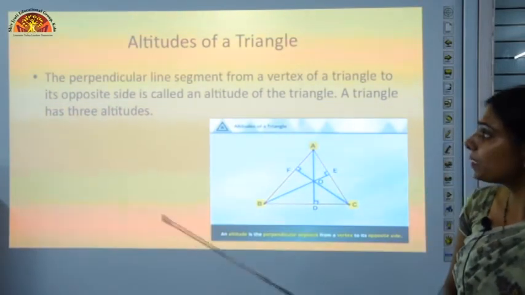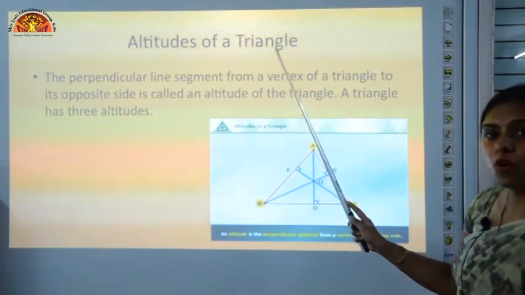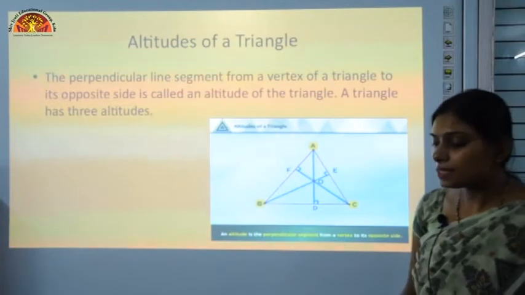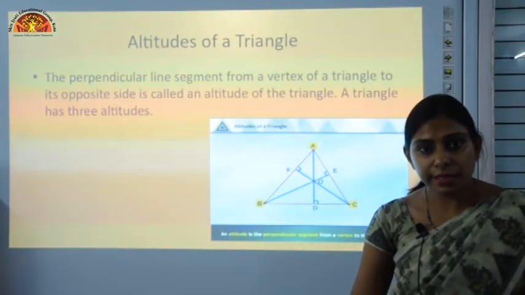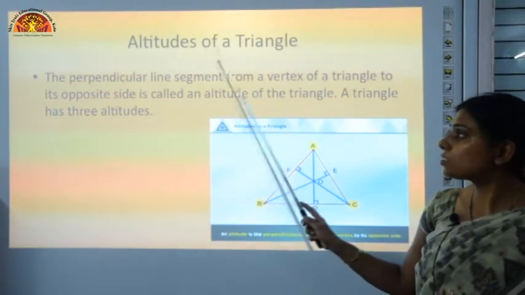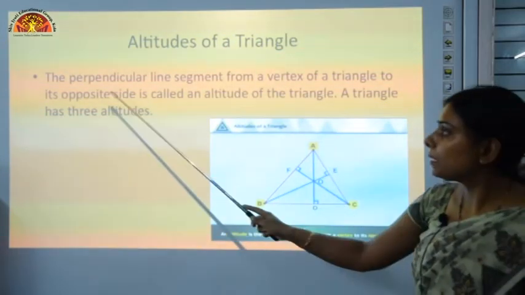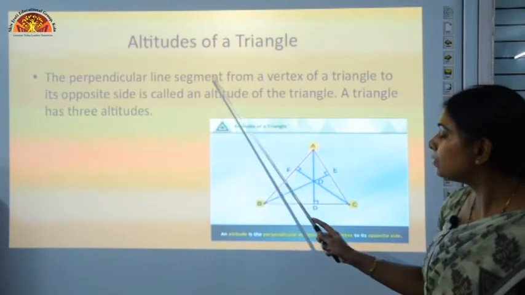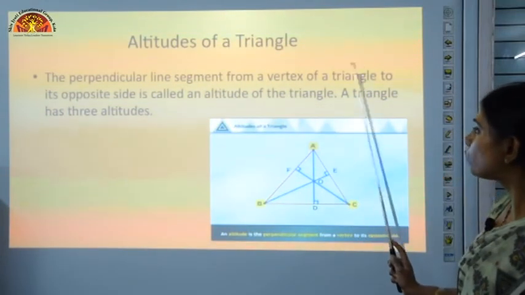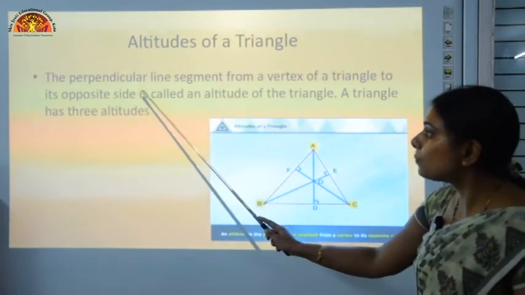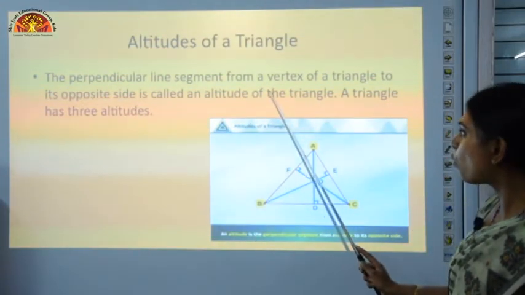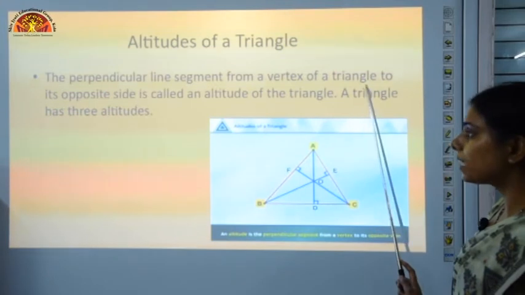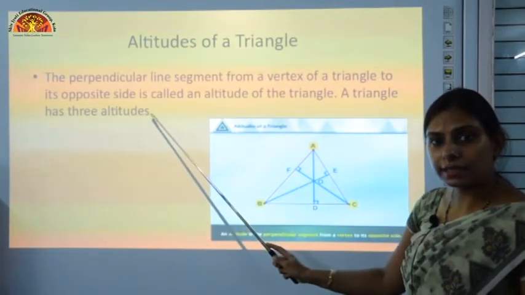Now, the next topic is altitudes of a triangle. What do you mean by the altitudes? Altitudes means the perpendicular. So, what are the altitudes of the triangle? The perpendicular line segment from a vertex of a triangle to its opposite side is called an altitude of the triangle. A triangle has 3 altitudes.